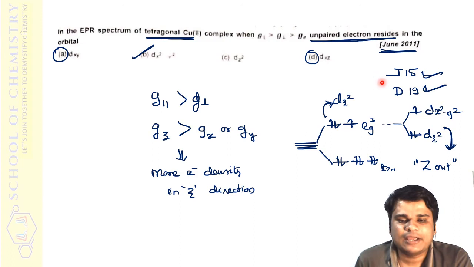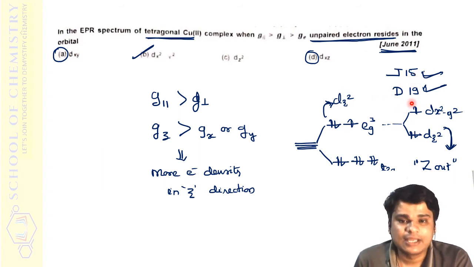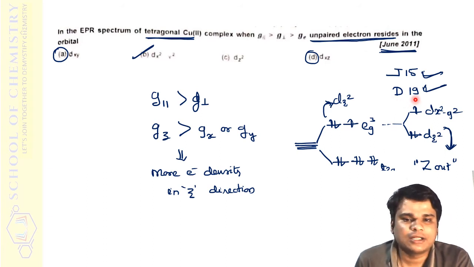So then I realized my mistake. And when I had given the December 19 examination, this question had come again, so I repeated my mistake. I knew that in June 15 I had committed the mistake, and the same mistake I repeated in D19. So therefore I cannot forget this question.